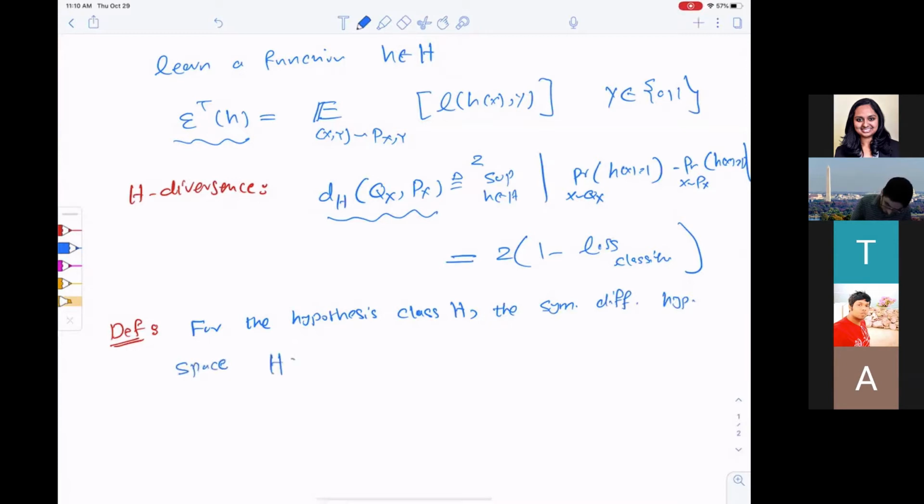denoted by H delta H, is the set of disagreements between any two hypotheses in H.